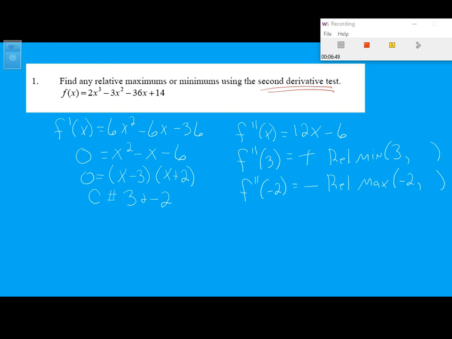Now, I went ahead and ran these through for the sake of the video. When I ran 3 back through the original, remember whenever you need a y value, back to the original, I got negative 67 and I got 58 for negative 2. So there's my first example by the second derivative test.